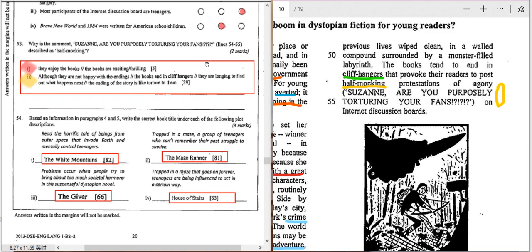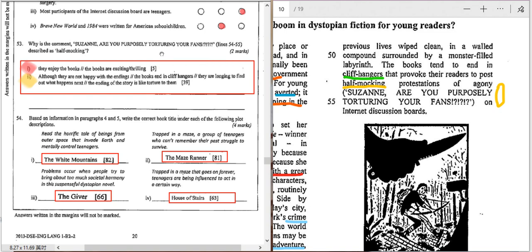Now, but think, are the readers really being tortured by the writer? Are the readers being hurt physically by the writer? Well, the answer is, of course not. They are not being physically hurt or injured or tortured. But then the question is, why are they saying that? Well, they say it although they don't mean it.